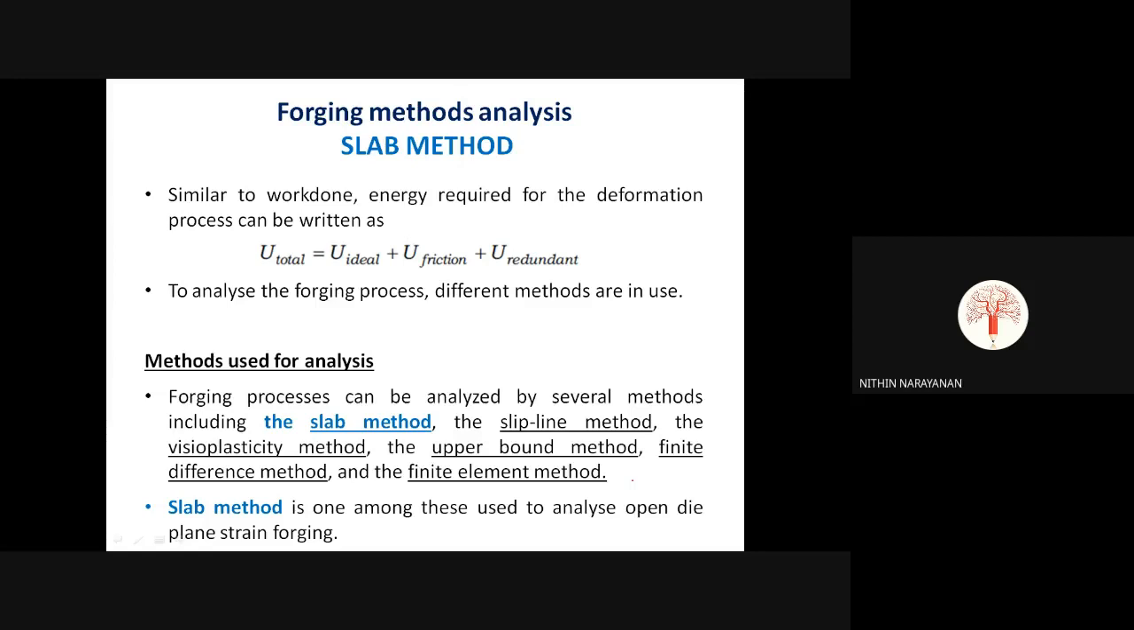So there are different methods used for the analysis, like the slab method, then the slip line method, visioplasticity method, upper bound method, finite difference and finite element methods. You might have heard about the finite element methods. So here only the slab method we are discussing. In the previous slide we have seen the work done. Similar to work done, the energy required for the deformation process can be written as total energy equals ideal energy plus friction energy plus redundant energy.